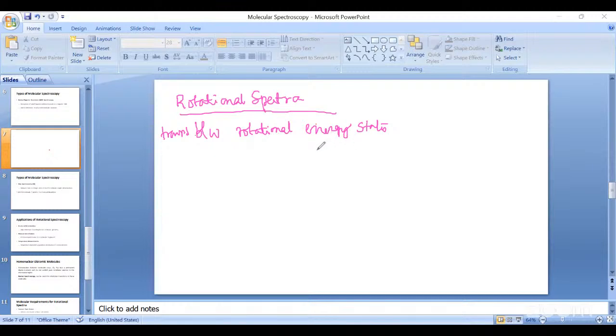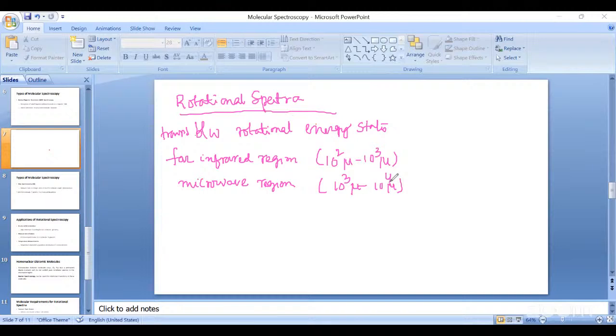It is going to be observed in the far infrared region of the electromagnetic spectrum. The far infrared region is between 10 to the power of 2 micrometers and 10 to the power of 3 micrometers. It is also observed in the microwave region, which, as discussed, is between 10 to the power of 3 micrometers and 10 to the power of 4 micrometers. So in between these regions of the electromagnetic spectrum, this pure rotational spectra is observed.